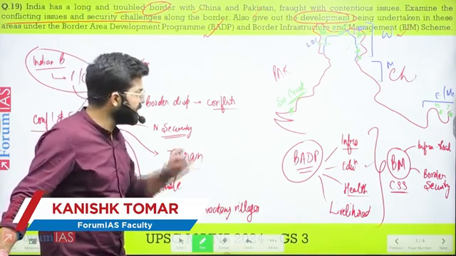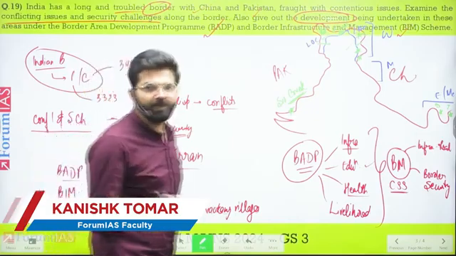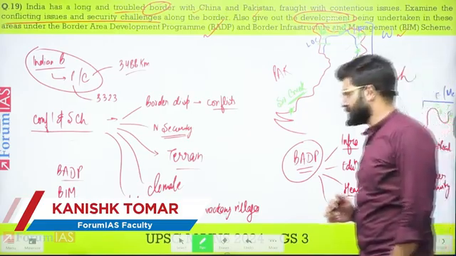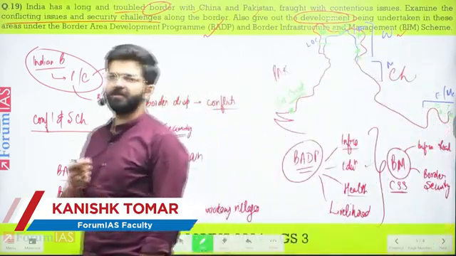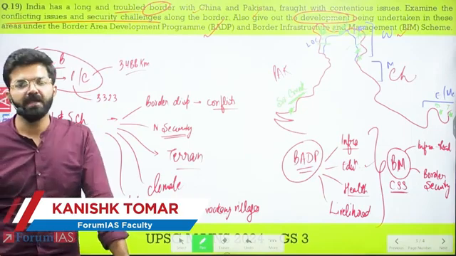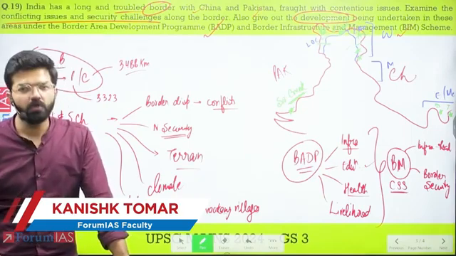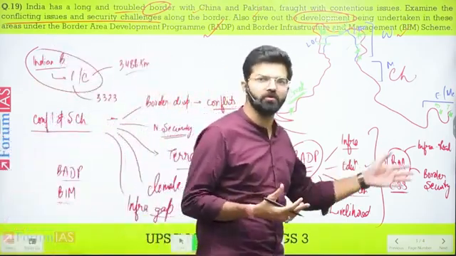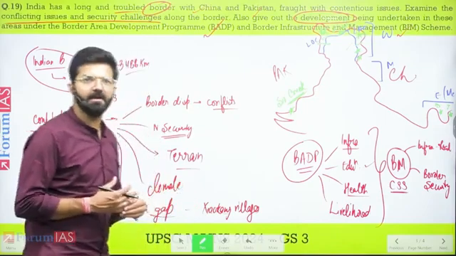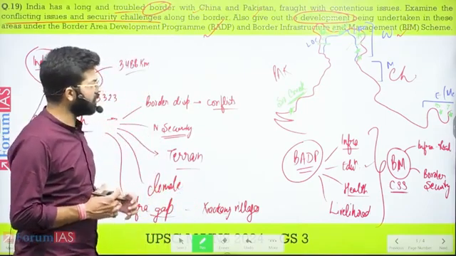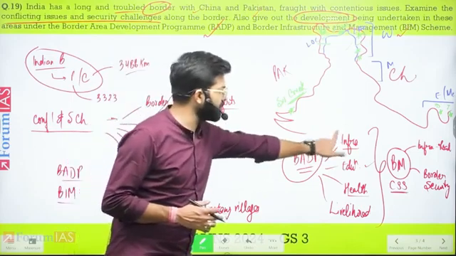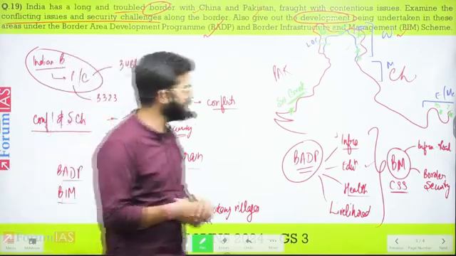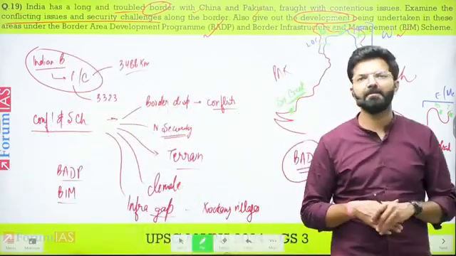It is creating integrated checkposts, which have been implemented in the Kartarpur corridor. It has been implemented also in Nathula. It is developing border outposts to improve the conditions of the troops. For example, for supply of electricity, solar panels are being implemented. Yes, of course, here in BADP, electrification is also happening in the infrastructure section. Yes, this is under BIM.